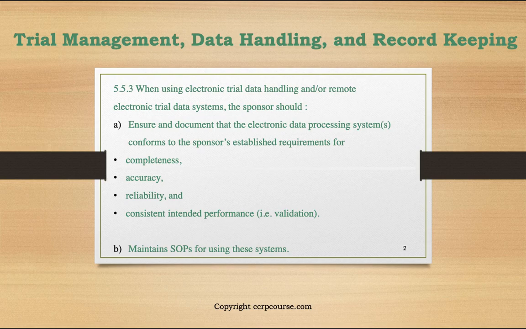Section 5.5.3. When using electronic trial data handling or remote electronic trial data systems, the sponsor should ensure and document that the electronic data processing system or systems conforms to the sponsor's established requirements for completeness, accuracy, reliability, and consistent intended performance, such as validation. They must also maintain the SOPs, which are standard operating procedures for using these systems.